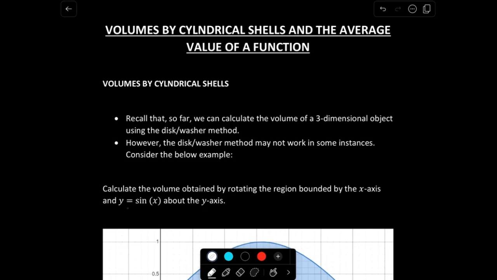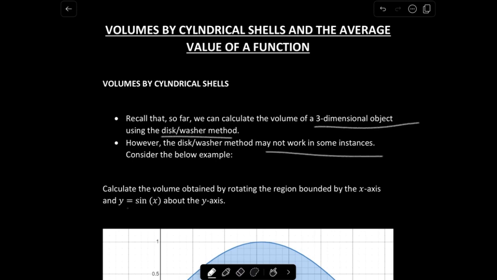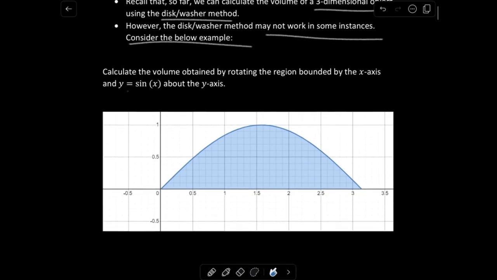We're covering volumes by cylindrical shells and the average value of a function. Let's start with volumes by cylindrical shells. So recall that so far we can calculate the volume of a three-dimensional object using the disk washer method. However, there's a problem because the disk washer method may not work in some instances, and I want you to consider the below example.